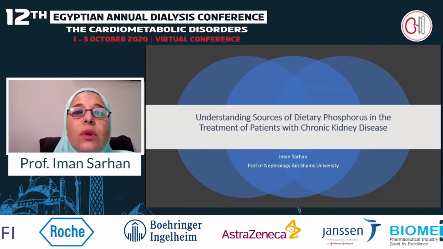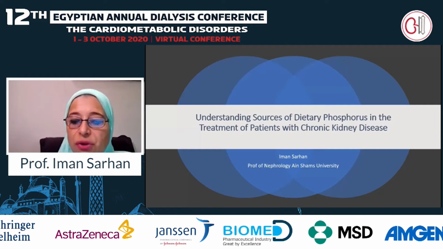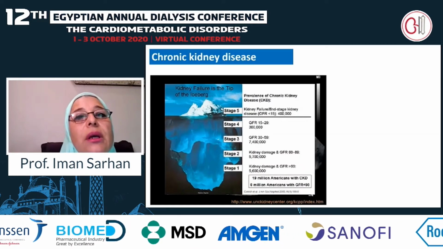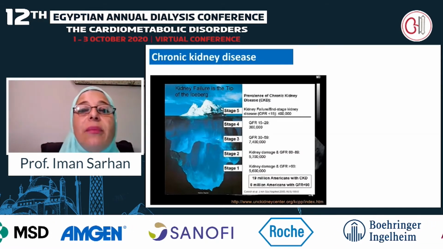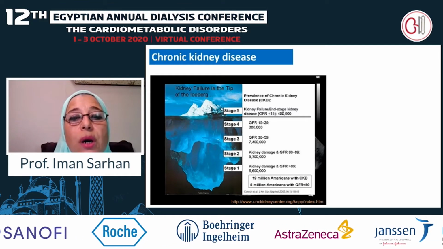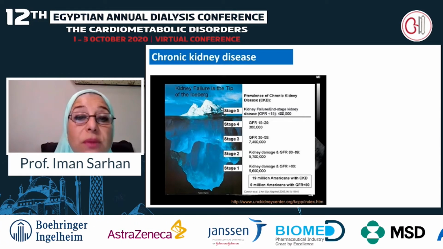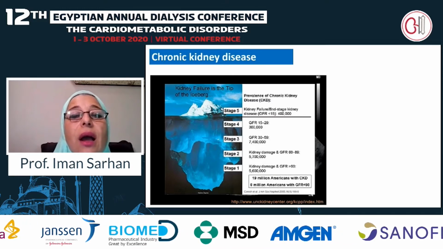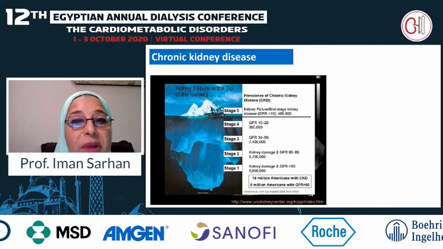The topic today is understanding the source of dietary phosphorus in the treatment of patients with chronic kidney disease. As we know, we have 5 stages of chronic kidney disease. We just see the tip of the iceberg, which is stage 5, but we have stages 3 and 4, which are considered overt because they have some symptoms, and stages 1 and 2 are usually covert, not manifested, as they have no symptoms.